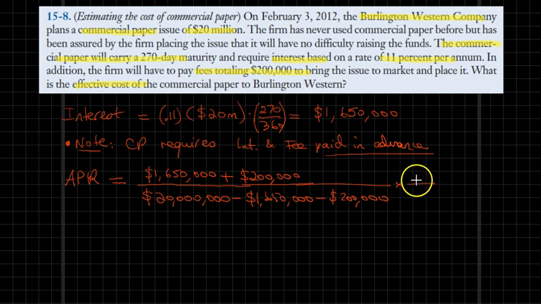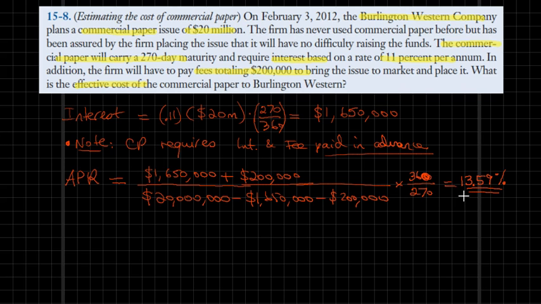And then we need to multiply this result. To annualize it, we multiply it by 360 over the borrowing period of 270 days. So this calculation comes out as 33.59%. And this is the effective cost of this commercial paper issue.